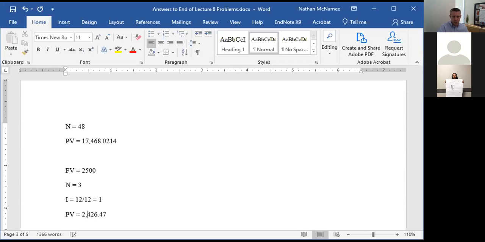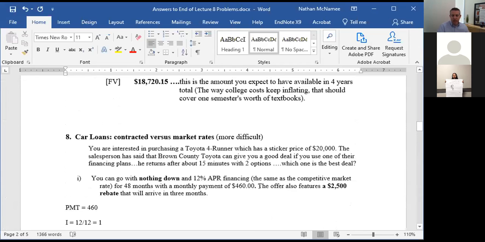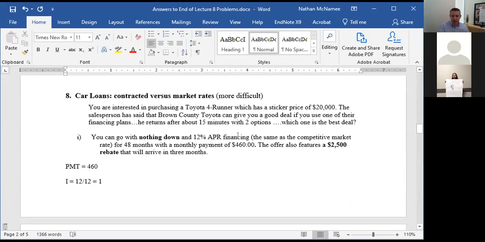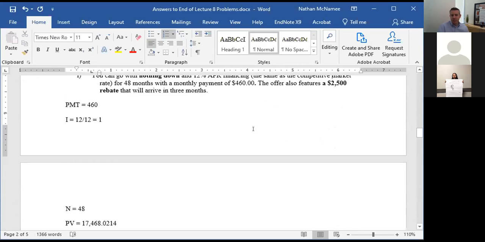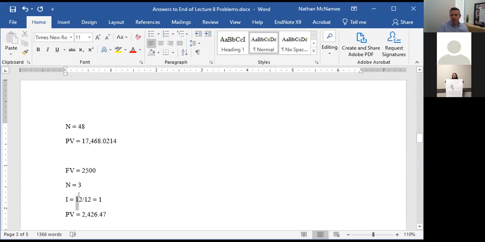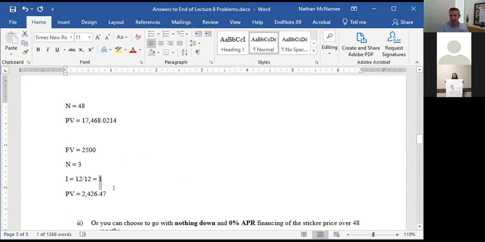What would we plug in for the interest? So interest, that is a perfect question. The answer is right here. It tells us that this car loan would be at 12%, and that is the same as the competitive market rate. So we always use the competitive market rate for I. So I is 12, but we're dealing with monthly compounding, right? So it's 12% divided by 12 compounding periods equals 1. Even though we're only going to compound it for 3 months, this is the monthly compounding rate. It's 1%. Did that answer your question?